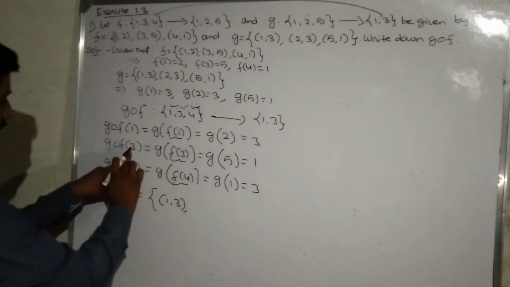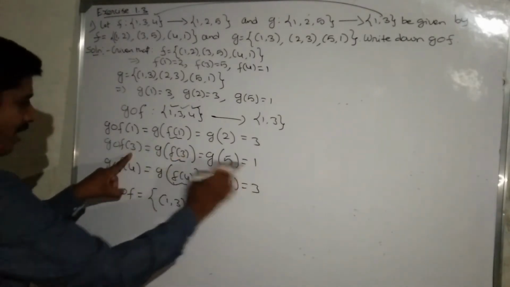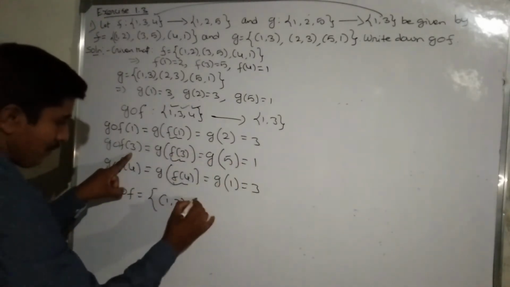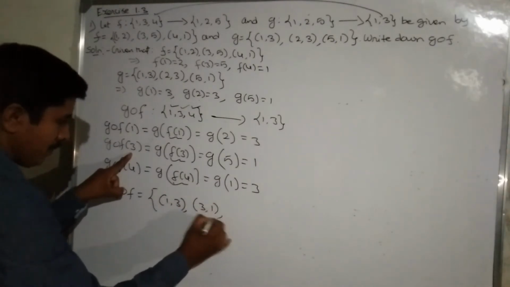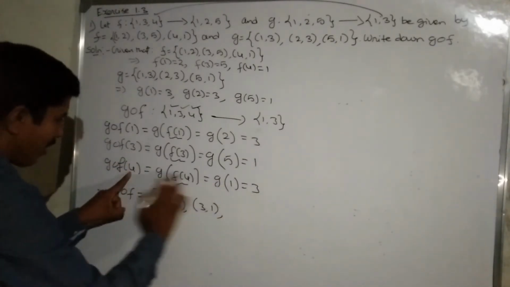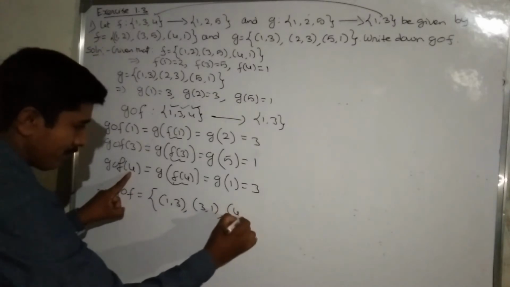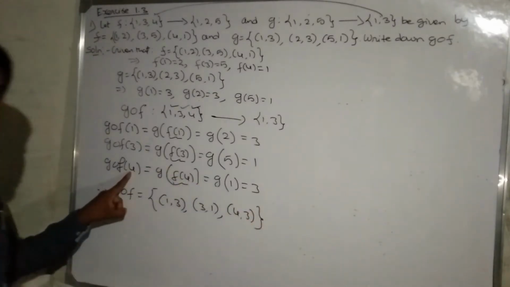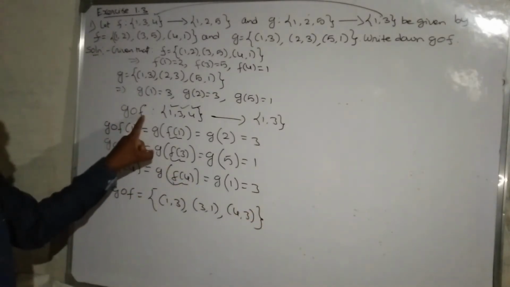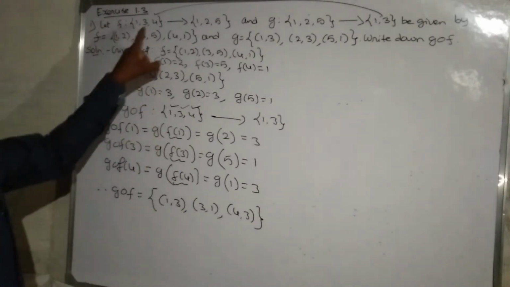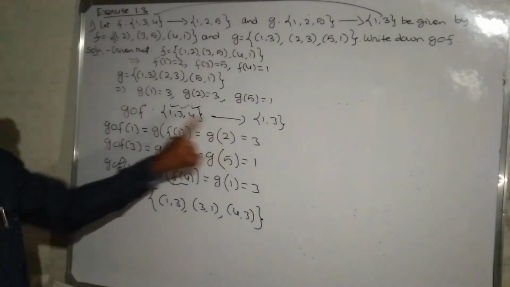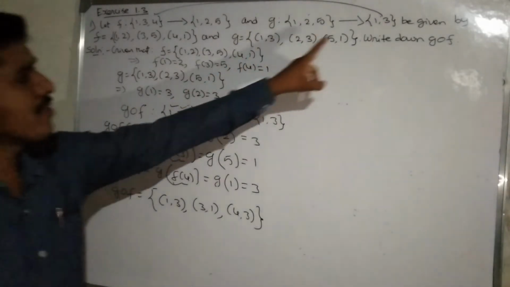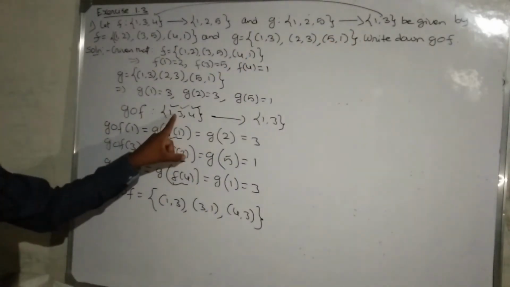Domain element, range element: 3, 1. Domain element, range element: 4, 3. Got it? Right, GOF means the domain of F. What is the domain of F? Set 1, 3, 4, 2. What is the codomain of G? Set 1, 3. Take domain elements here.